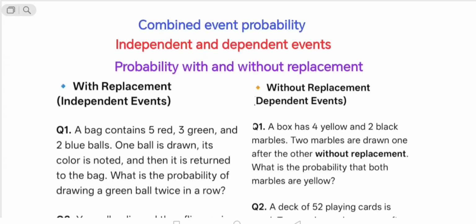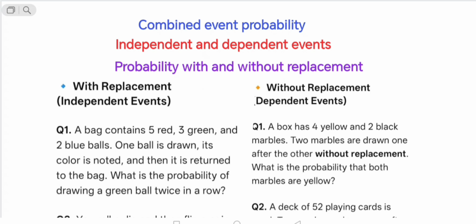Today we are going to learn combined event probability. Combined events are of three types: independent, dependent, and mutually exclusive. Today we are going to discuss two things: independent and dependent events. Some students get confused because sometimes they are asked to find the probability with or without replacement, and sometimes they are asked to find the probability of independent or dependent events. Actually, independent and dependent events, and with and without replacement probability, are the same. Today, things will be clear.